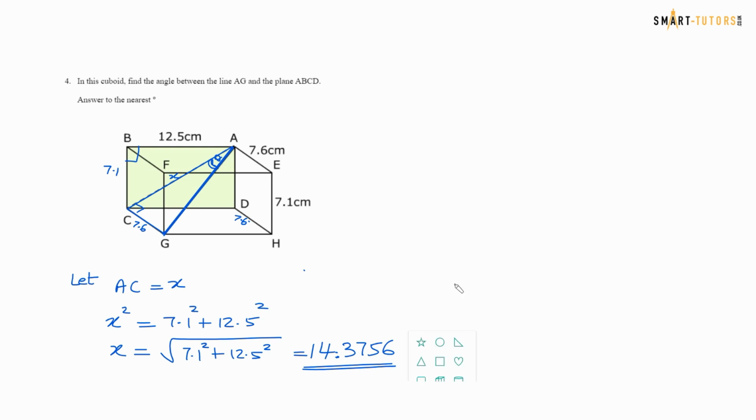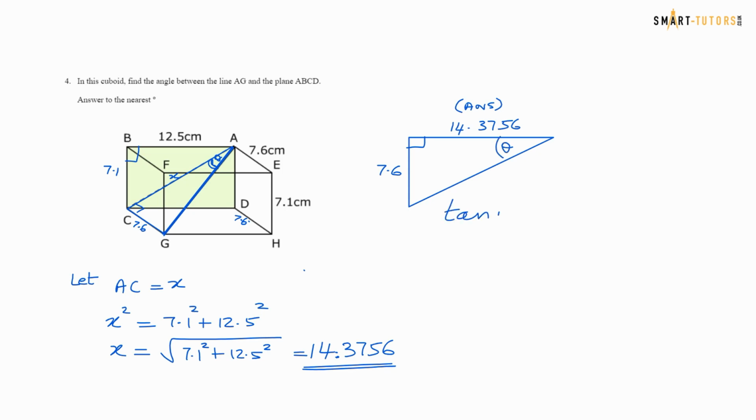Now, if I draw the triangle, let's say, if I put it this way, right, and mark what you know. So this is the right angle triangle, and this is 7.6, and this is 14.3756, in my calculator, that is saved in the answer button. And now the angle in question is theta. So tan theta equals opposite over adjacent. So 7.6 over 14.3756. So that is tan theta.